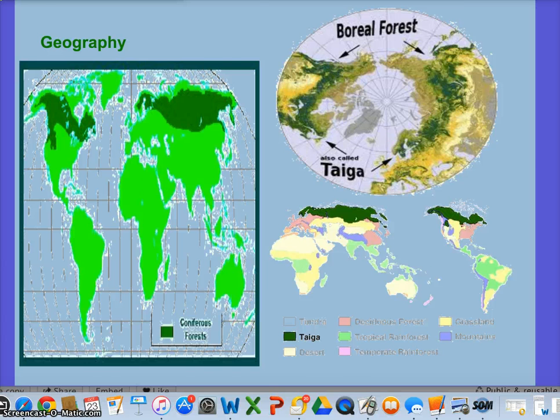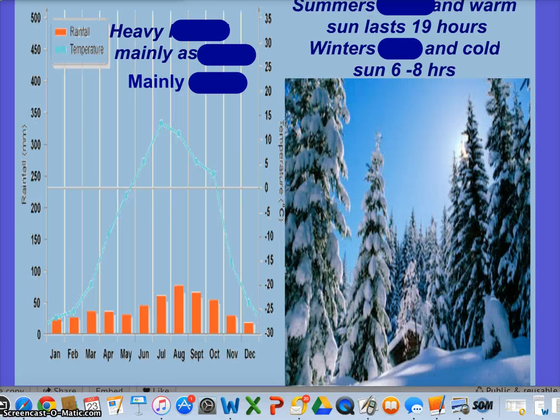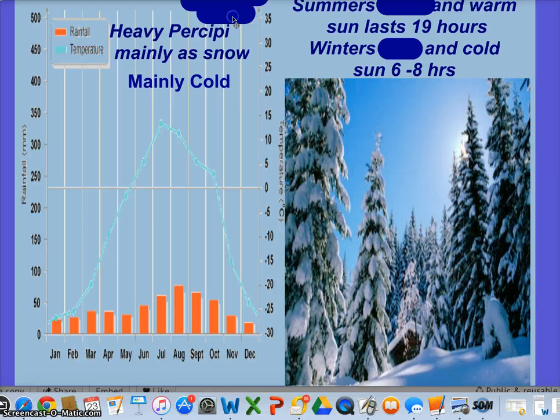There's geography. They are categorized by heavy rainfall, or heavy precipitation, I should say, sorry, which mainly falls as what? Snow, because it's really cold. They do have seasons, really kind of only two.